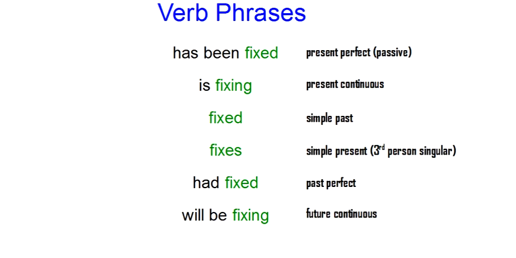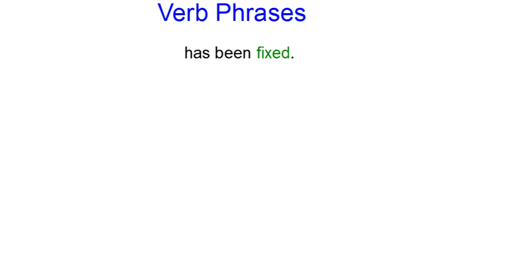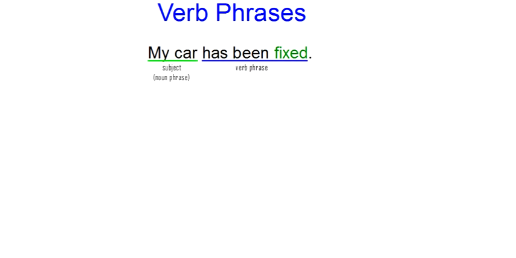So let's look at how these work in a sentence. So there's that first one again. It's not a complete idea, just like a noun phrase. No phrase alone is a complete idea. So let's give it a subject, and now it is a complete idea. My car has been fixed. And I have a subject, which is actually a noun phrase, and a verb phrase.